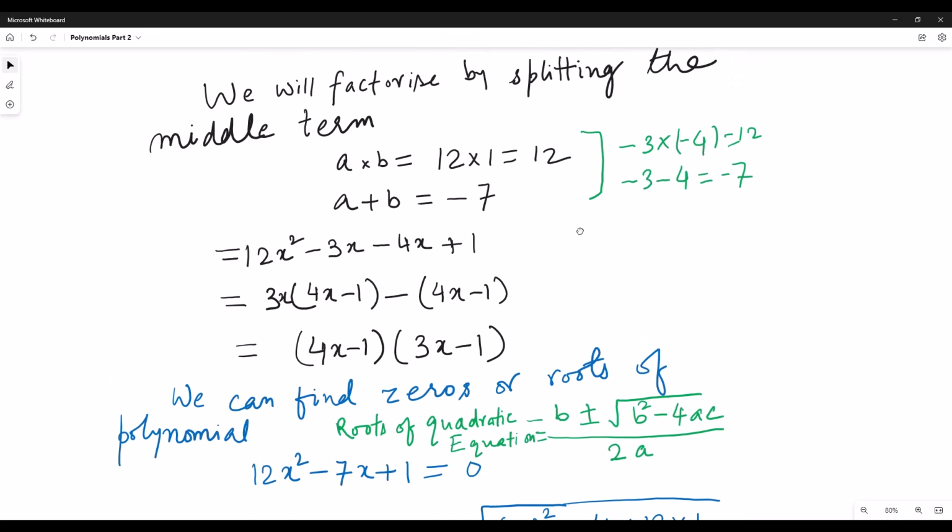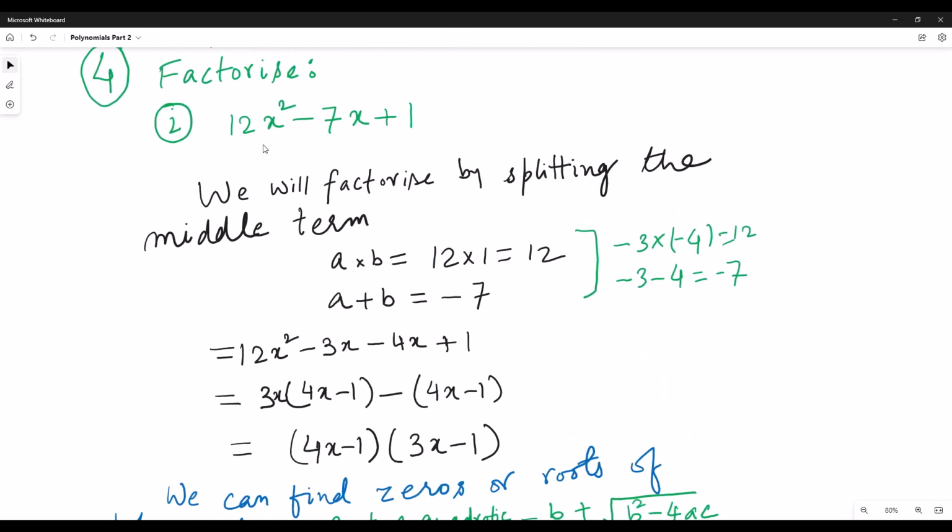So if we can factorize this polynomial as 4x minus 1 and 3x minus 1, it means that 12x square minus 7x plus 1 is equal to 4x minus 1 into 3x minus 1. So what will be the zeros of this polynomial? For what value of x will this be 0?